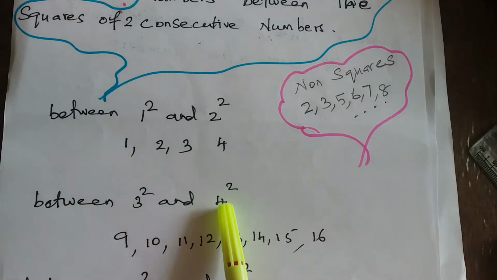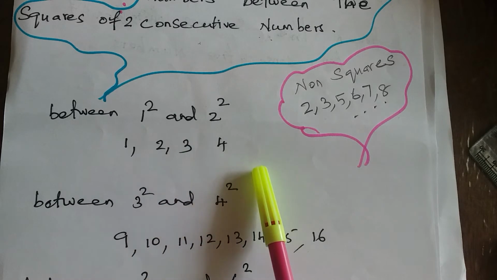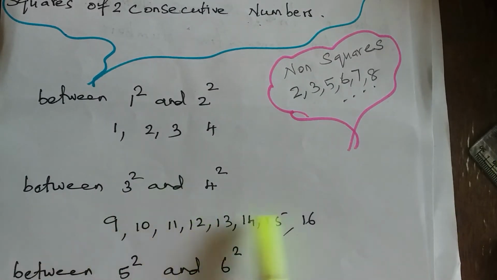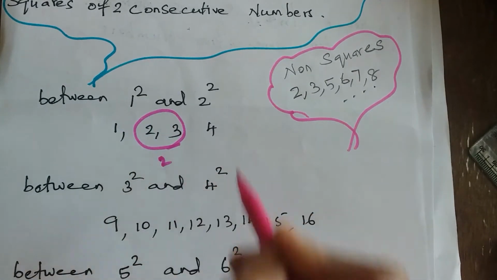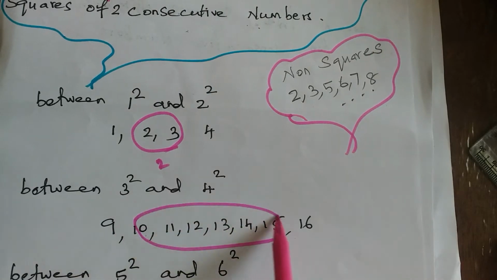Now, I'll take another example. Between 3 and 4, they are consecutive numbers. Now, we'll take the square of them. 3 square is 9. 4 square is 16. And how many numbers are there between 9 and 16? 10, 11, 12, 13, 14, 15. How many are there? Here there are 6 numbers.